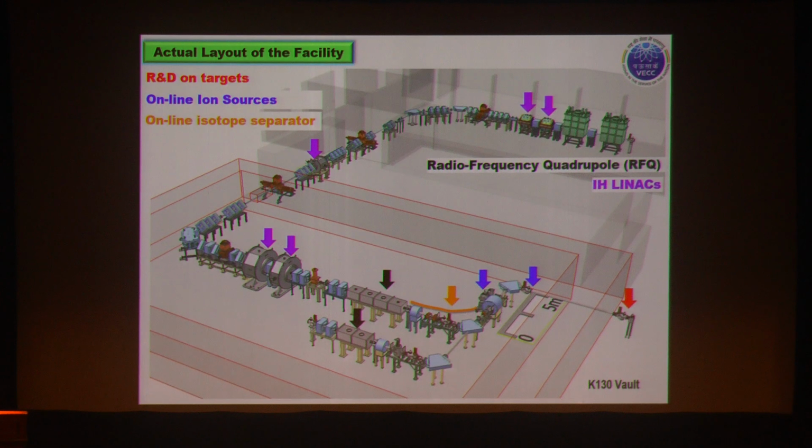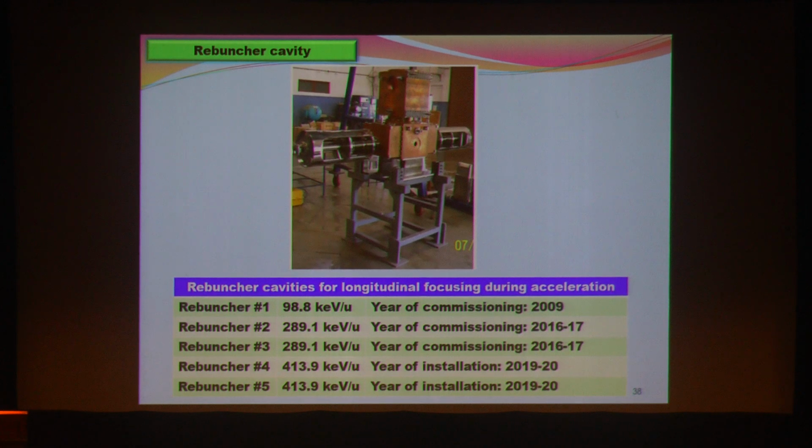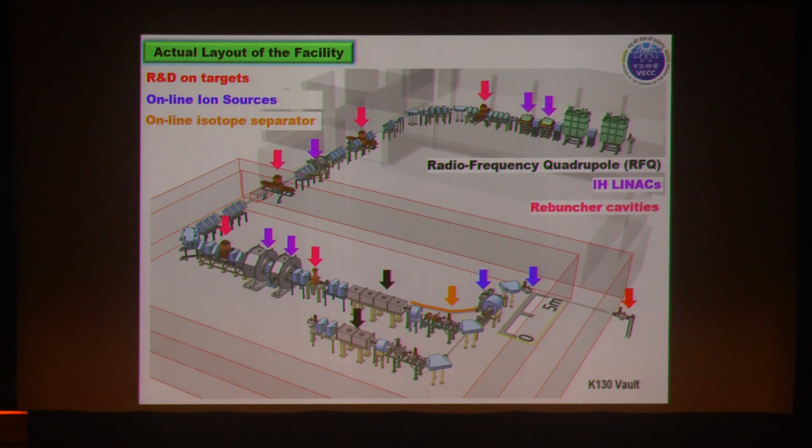Then, for proper longitudinal focusing during the acceleration process, you need rebuncher cavities. Rebuncher cavities are nothing but very small accelerators which do not produce any acceleration. They just compress the beam in the longitudinal direction. We have made 5 of them. This is a typical picture of one of the rebunchers, and these are the commissioning or installation pictures. And finally, I'll show you the superconducting quarter-wave resonator, QWR.